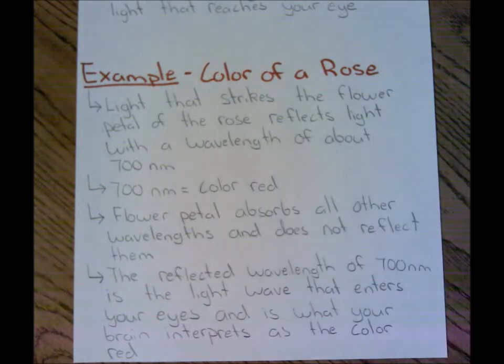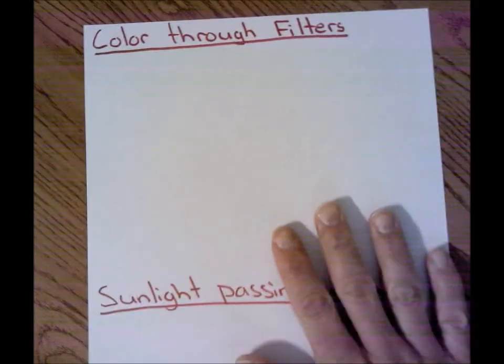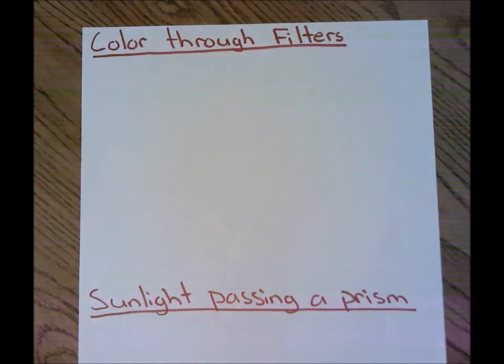Now what we can do is look at color through some filters. And with these filters, I'm not talking about Snapchat or Instagram or TikTok filters. What I'm talking about is a clear, transparent filter that has a different color. And so what these filters do is they transmit the light of the particular colored transparent filter and absorb all other colors of light.